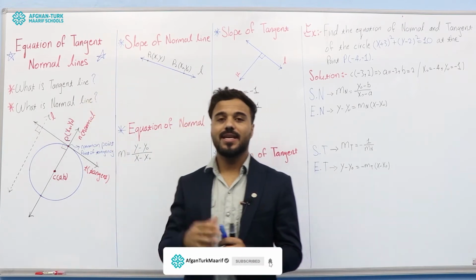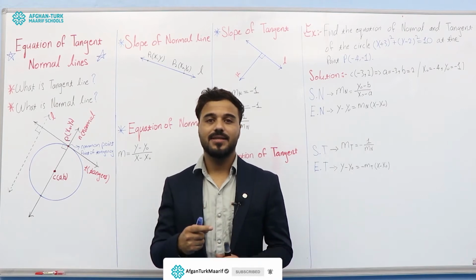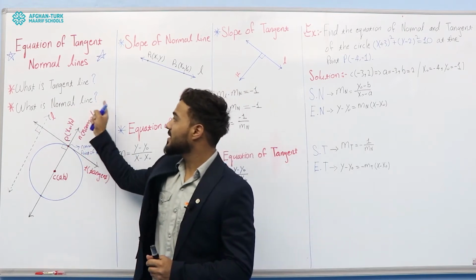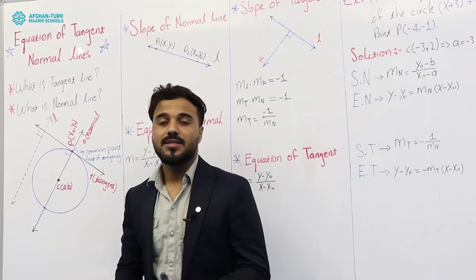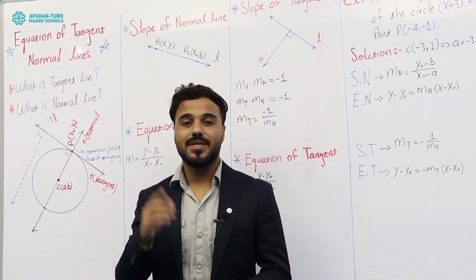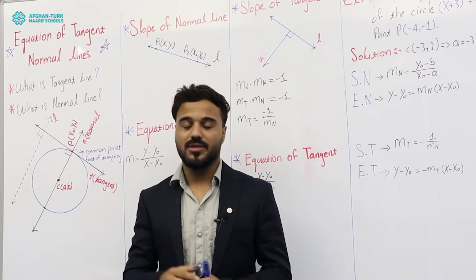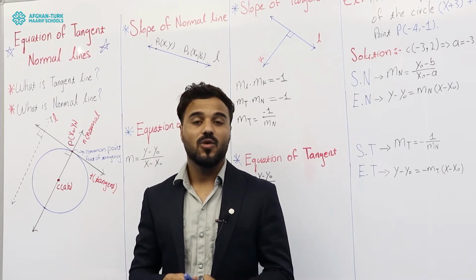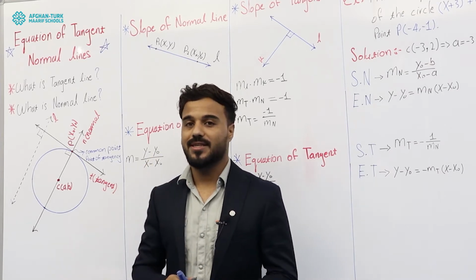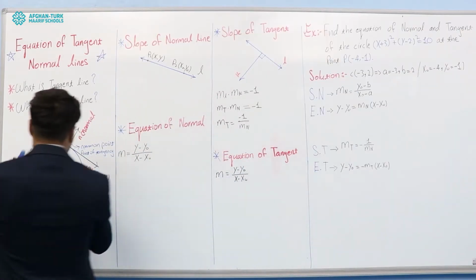Today we are going to talk about the last topic related to circle, which is equation of tangent and normal lines. So before finding the equation of tangent line and normal line, let's see what is tangent line and what is normal line. Tangent line is a line which meets a circle at only one point, or a line which has only one common point with the circle, like this line.